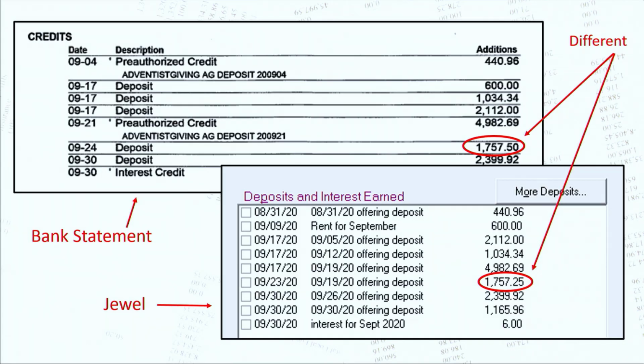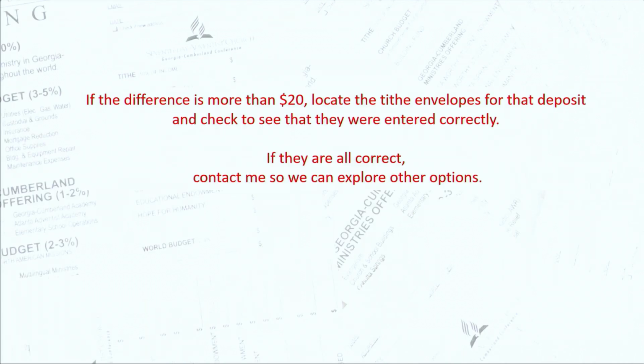Let's start with an offering deposit that's just a bit different than the deposit total on the bank statement. Now, if the difference is more than $20, pull out the tithe envelopes for that offering and go through them to make sure that you entered them correctly. Contact me if you don't find the problem, and we will explore options.